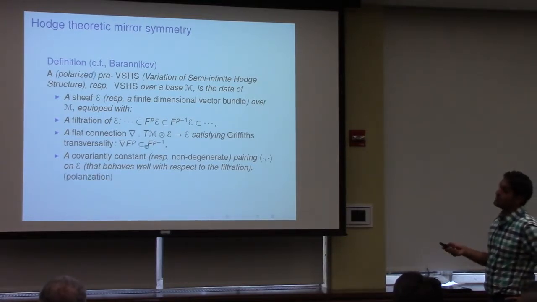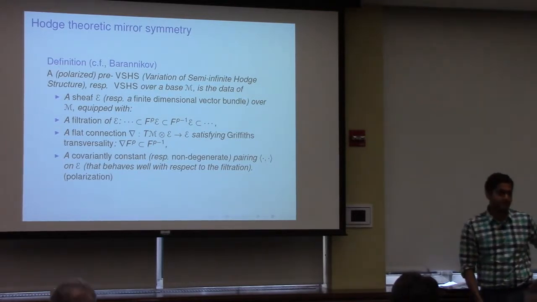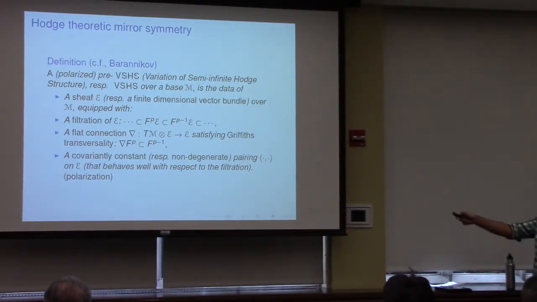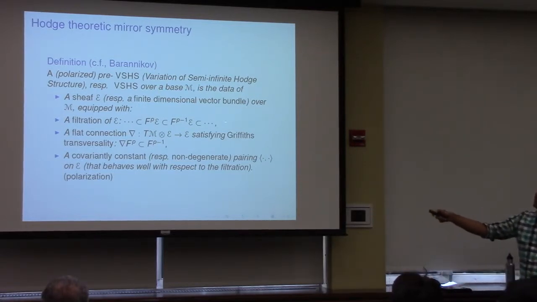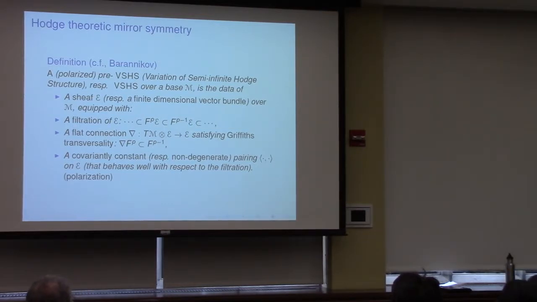But maybe I should say that this is often what's called a polarized pre-variation of semi-infinite Hodge structures, where the pairing is often called the polarization. For the purposes of this talk, I'll just call it a pre-VSHS and assume that the polarization comes along for the ride. Now, that's what a pre-variation of semi-infinite Hodge structure is. What about a variation of semi-infinite Hodge structure? In that case, the sheaf should actually be a vector bundle, and this pairing should actually be a non-degenerate pairing. Those are the two things we need to really say that we're talking about a variation of semi-infinite Hodge structures.